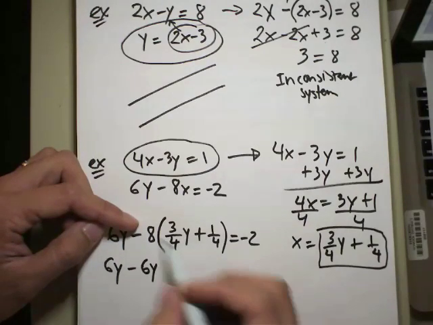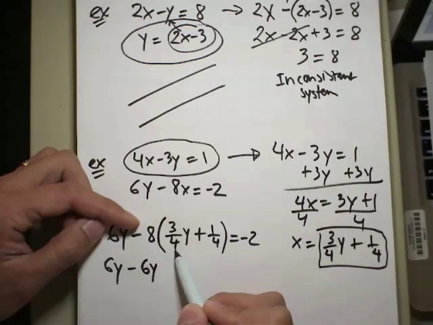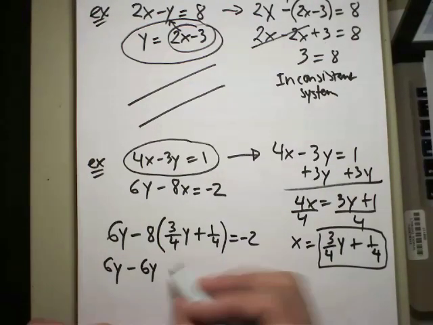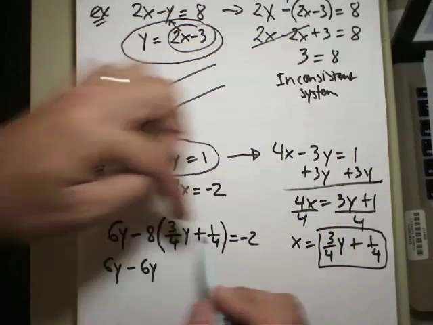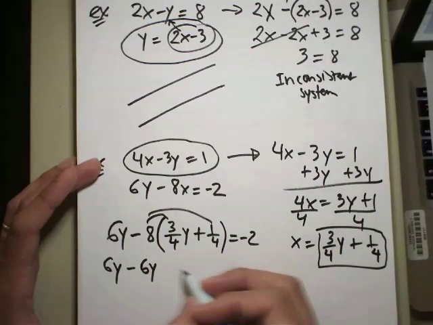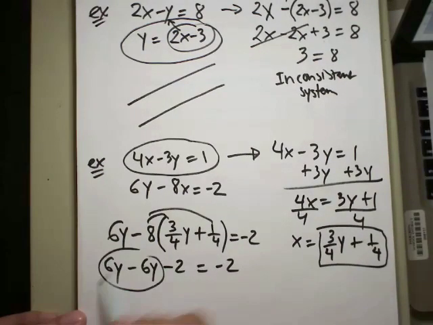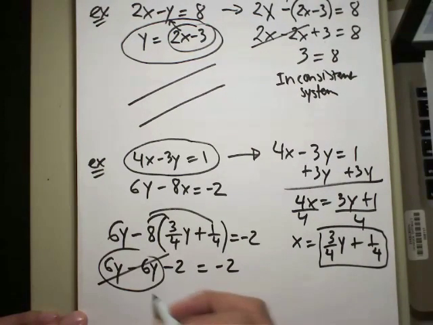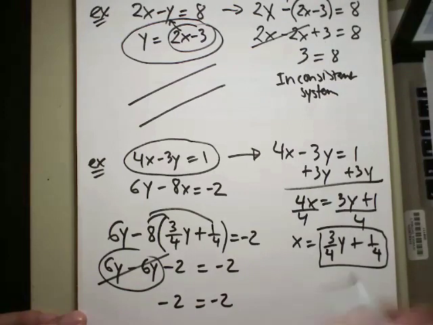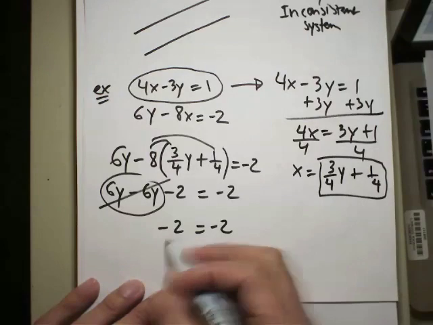Now, for those of you who don't like the cross cancel method, you can just multiply across. Negative 8 times 3 is negative 24. Negative 24 divided by 4 is also negative 6. And of course, negative 8 distributed to 1/4 will give you negative 2. So this time the y cancels out again. So I have negative 2 equals negative 2. Unlike our previous case, the left-hand side equals the right-hand side because they are equal.